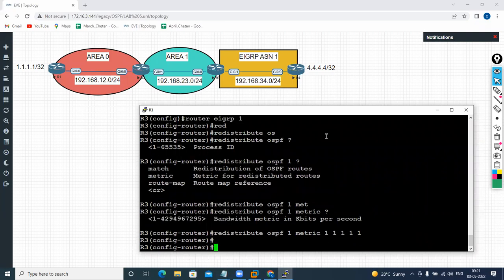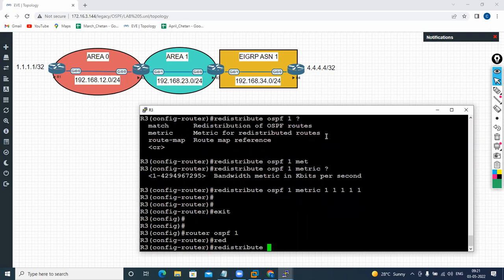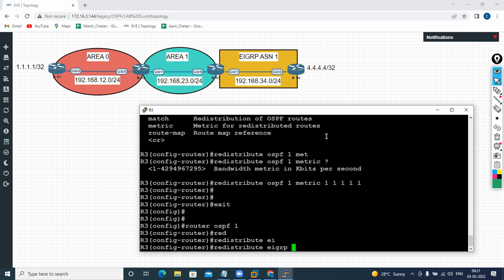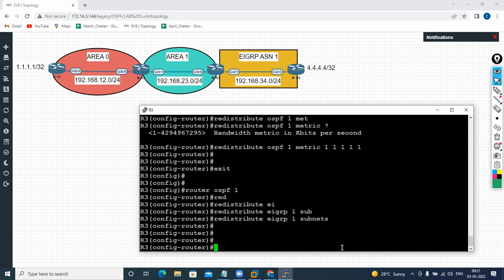Enter. Now go to ospf 1. Redistribute eigrp 1 subnets. Why do we use the subnets keyword? Because by default, OSPF redistributes only classful networks. If you use the subnets keyword, it will redistribute classless networks. Enter.